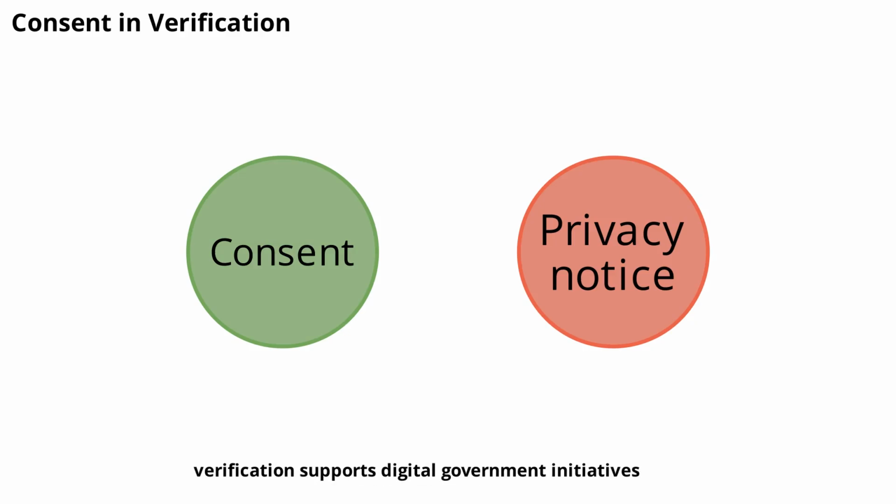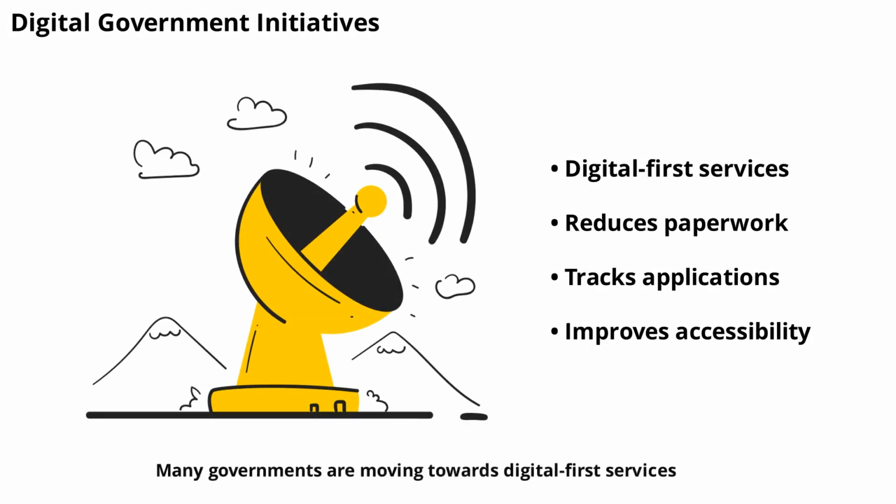Next, let's look at how verification supports digital government initiatives. Many governments are moving towards digital-first services, where verification is integrated into online platforms. This shift improves accessibility, reduces paperwork, and makes it easier to track applications. Digital government initiatives rely on secure, efficient verification to deliver services quickly and safely.